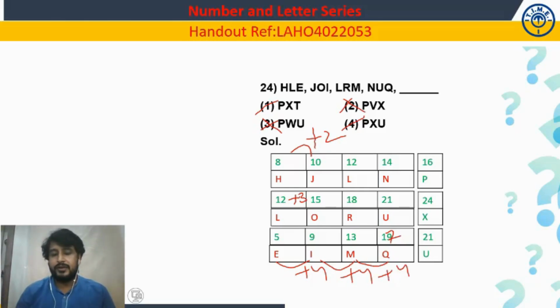17 plus 4, 21. Which letter place value is 21? U. So my answer is P, X, U. Which option? First or fourth? Fourth option. So first option is ruled out. Choice 4. P, X, U. Logic in the first letters plus 2. Logic in the second letters plus 3. Logic in the third letters plus 4. So plus 2, plus 3, plus 4.